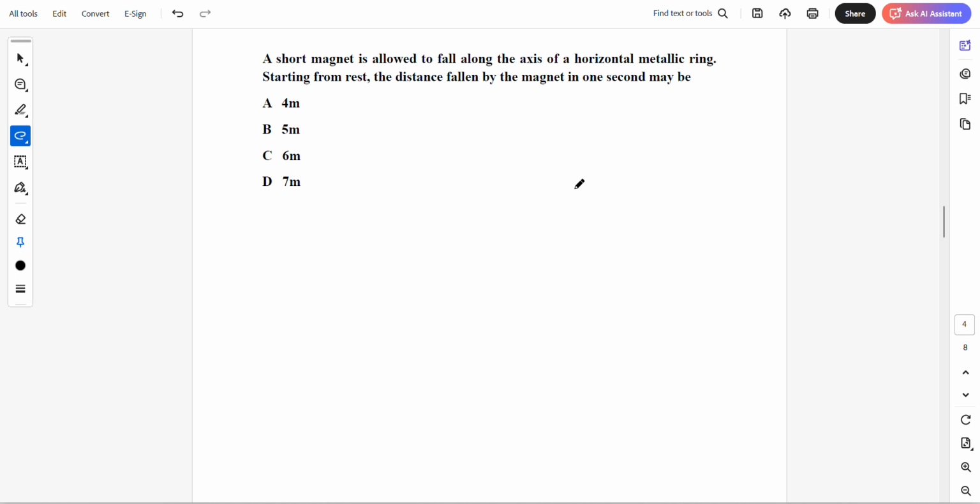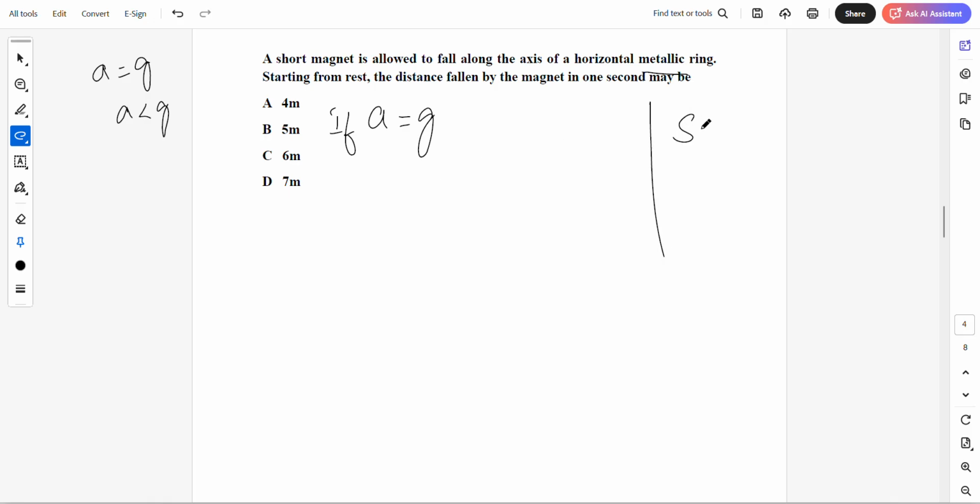Now, a short magnet is allowed to fall along the axis of a horizontal metallic ring starting from rest. Find the distance. We know that maximum A is equal to g. Consider A equal to g. There are two cases: A is equal to g, and A is less than g.